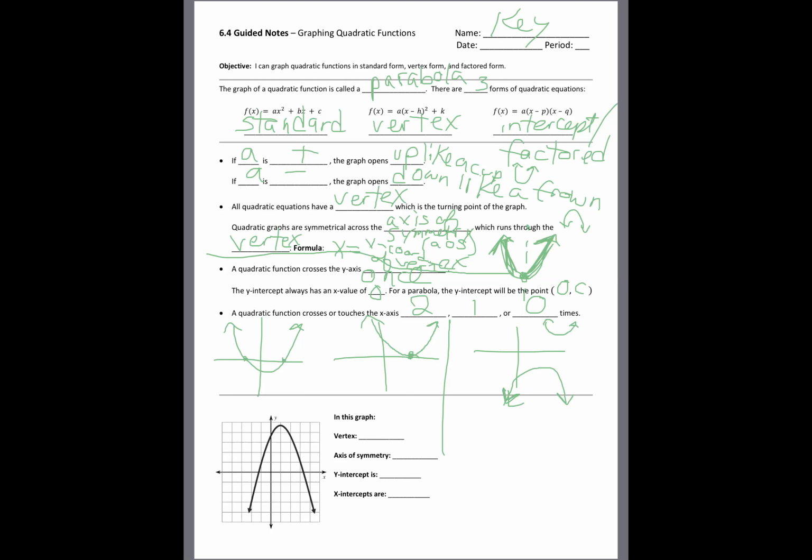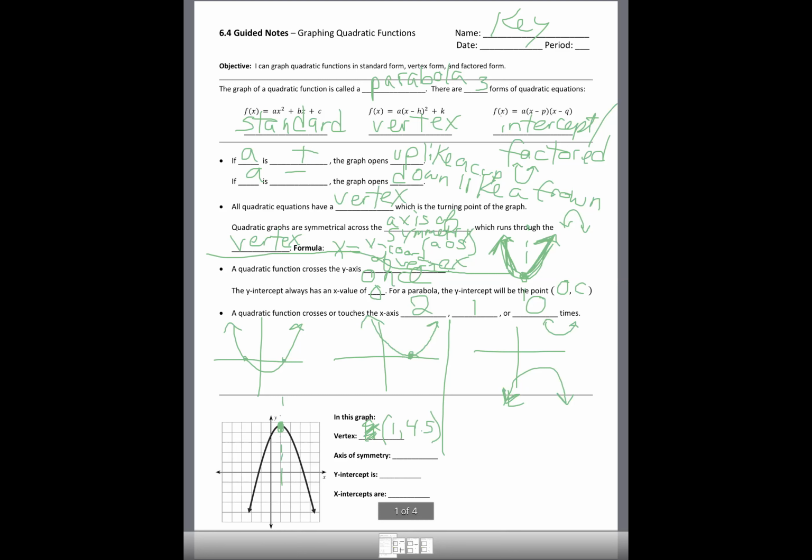But the vertex of this graph, oh shoot, I've got to put it back on. Okay, there we go. There's my vertex, right? And if I had to guess, I'd say that's about at 1, 4.5. I think the eraser is hiding under this other screen. Oh, wait, there we go. The axis of symmetry would just be the vertical line that runs right through this. So that would just be x equals 1.